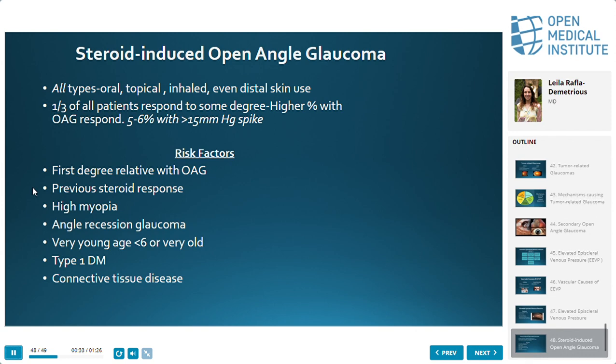One third of the general population will have a pressure rise. People with glaucoma tend to be at much higher risk of developing that, and they can have a much greater pressure rise, up to 15 millimeters or more. And the risk factors, of course, if you have glaucoma, you have a higher risk of steroid response. But also if you have a first-degree relative with glaucoma, if you've had a previous steroid response, if you have angle recession glaucoma, high myopia, if you're a very young patient or a very old patient, type 1 diabetes, and connective tissue disease.